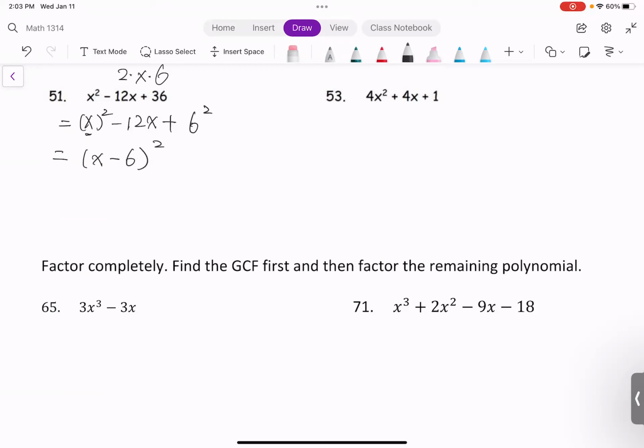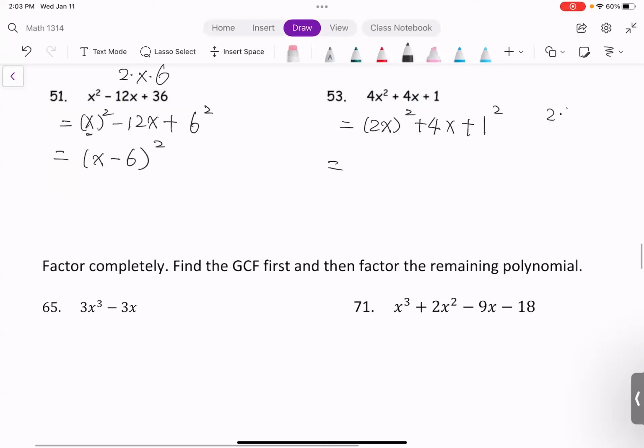Next one, 4x squared, that's 2x squared, plus 4x plus 1 squared. So in the middle, 2 times A, 2x times 1, is that 4x? Yes, it is. So that's a perfect square. That's 2x plus 1 squared.